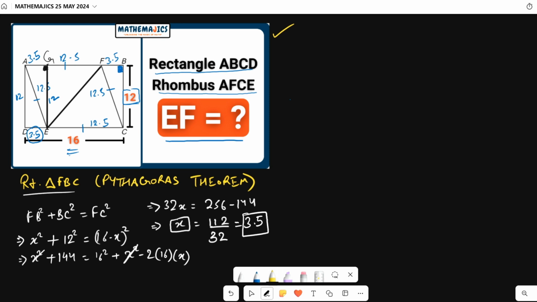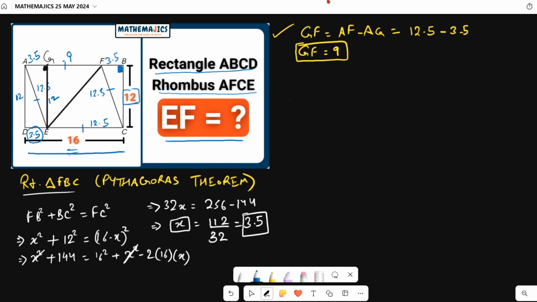Now what we can do, we can find the length of GF. How can we find the length of GF? GF is nothing but AF minus AG. Now what is AF? AF is 12.5. We know that. What is AG? AG is 3.5. Now if we solve this, we will get GF as 9. So let's mark this in the figure. See, just calculate roughly and see if it makes sense or not. 3.5 plus 9 plus 3.5, 9 plus 7 gives us 16, which is the length of the rectangle. Yes, it makes sense. GF is 9.